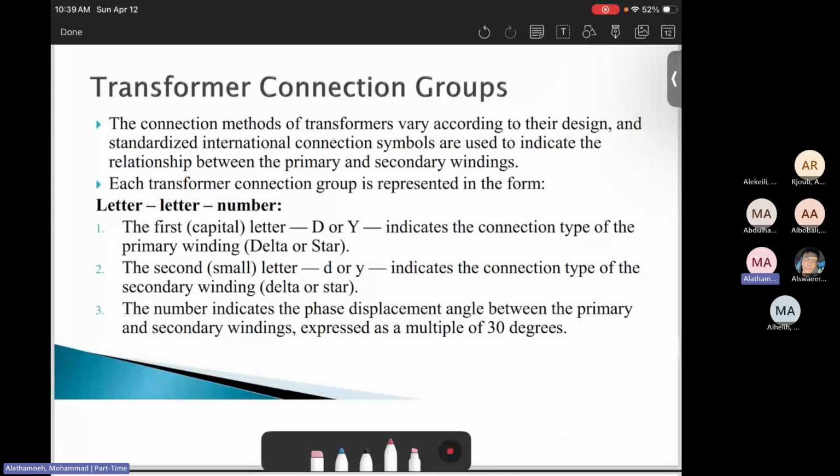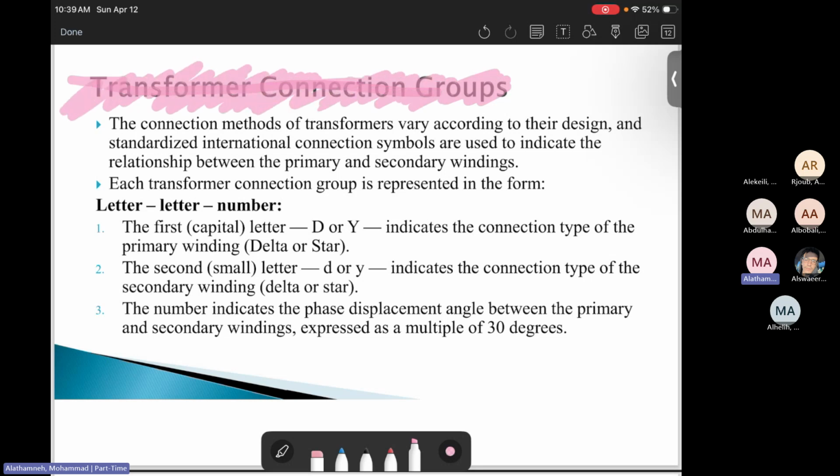Now there is a connection group, a labeling for the transformer, or I would say transformer names, which we call connection groups. So what's the connection group? It is letter, letter, number. The first capital letter relates to the primary. If it is delta, it will be D. If it is star or Y, it will be Y. Then the second one will be a small letter, d or y, which indicates the secondary winding. Then there is a number, which is for the displacement in multiples of 30 degrees.